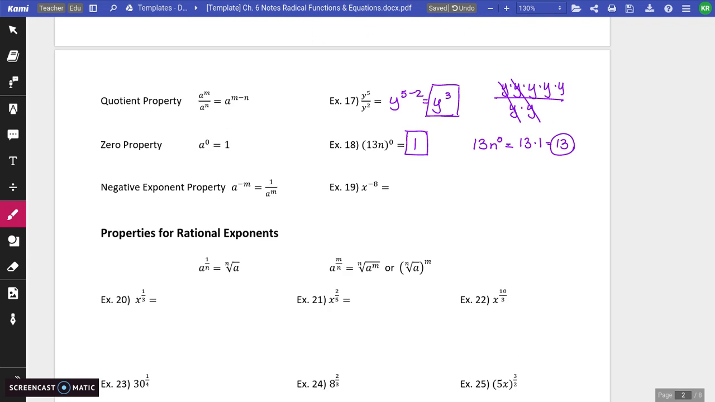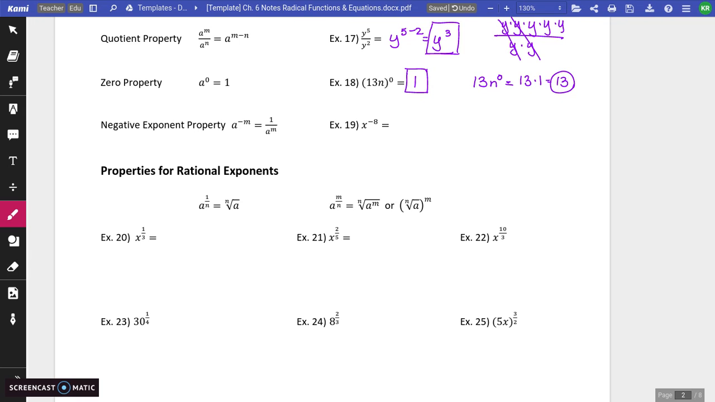Okay, negative exponent property. Negative exponents do not mean negative numbers. They mean really little numbers. So if you have a to the negative m power, to rewrite that using a positive exponent, you send that to the denominator, 1 over a to the m. Similarly here, x to the negative 8th power would be over 1. So do the reciprocal or send it downstairs to the denominator. This would be 1 over x to the 8th.